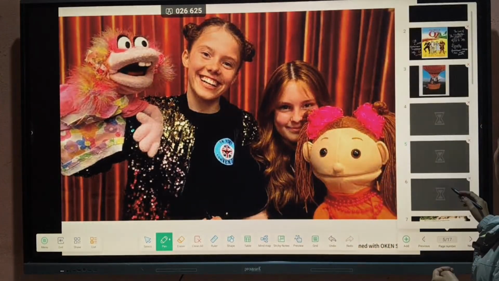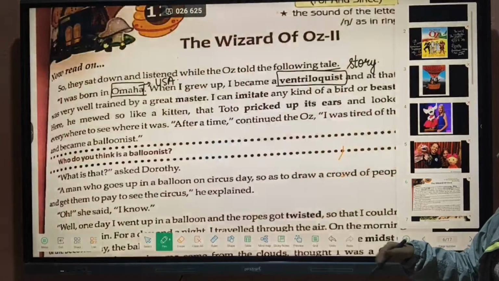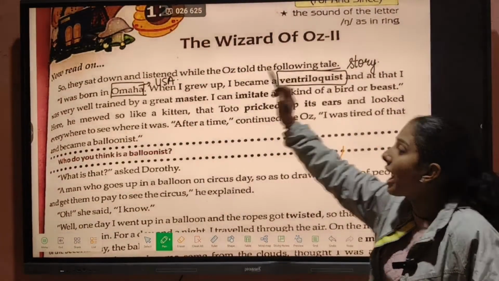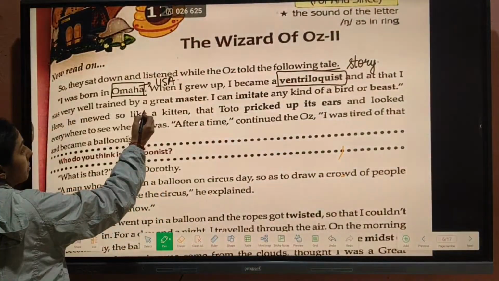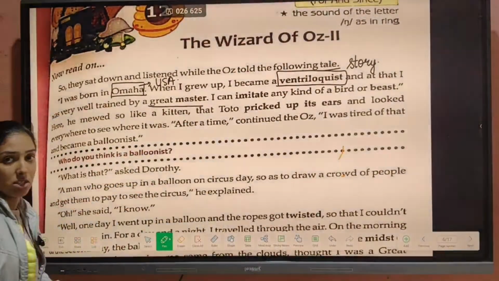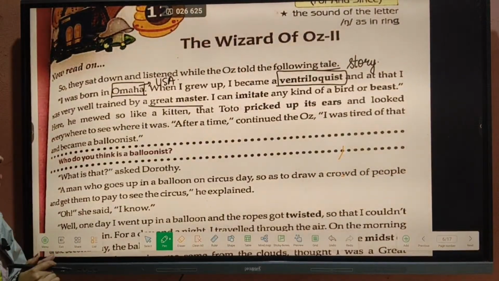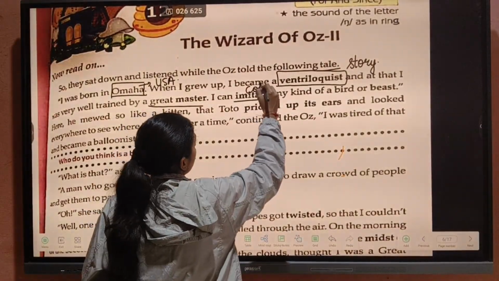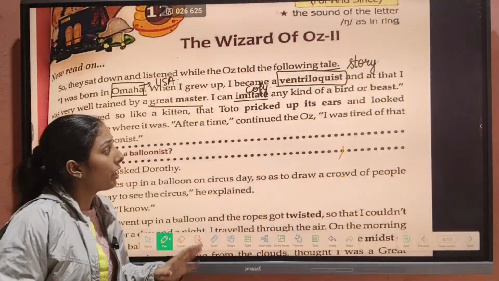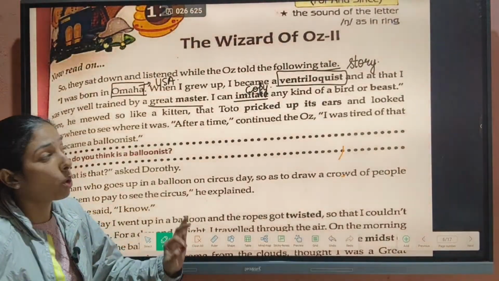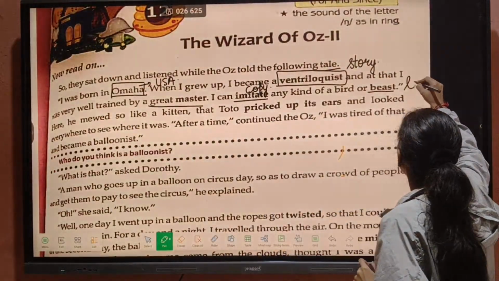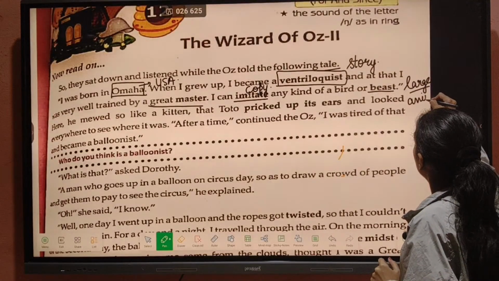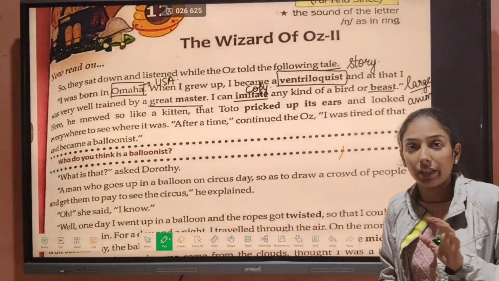So same, Oz is telling his story that he was a ventriloquist. Okay, and that I have been very well trained by a great master. He was well trained by his great master. I can imitate. Imitate means copy. He can copy any kind of bird or beast. Beast means large and huge animal who is very furious, that animal.